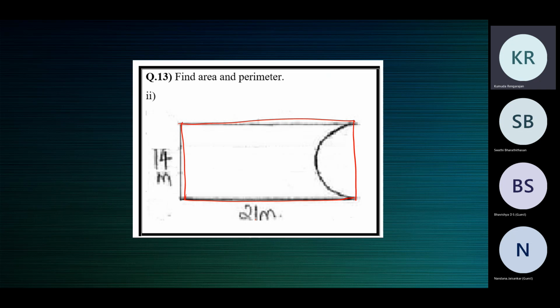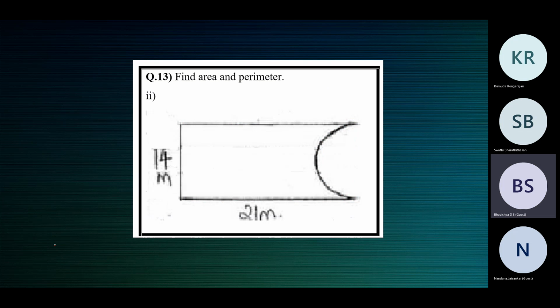So the area of the rectangle is 21 into 14. Then you took a bite like this. Now this area is missing. In this figure, this is not there. The area of the semicircle is not there because you've eaten that. That means that is removed. So you should subtract, right? It's the area of the rectangle minus the area of the semicircle. Yes or no?